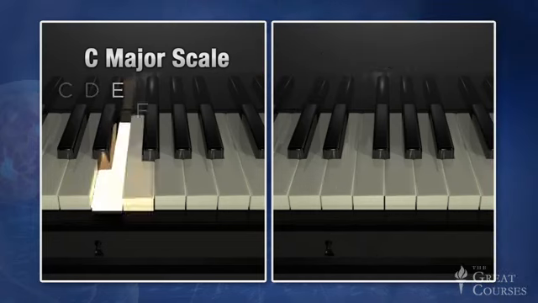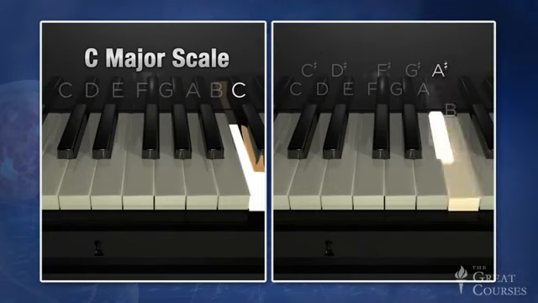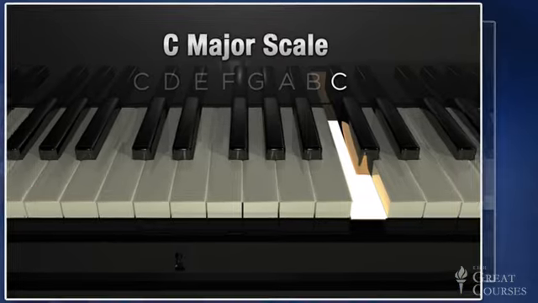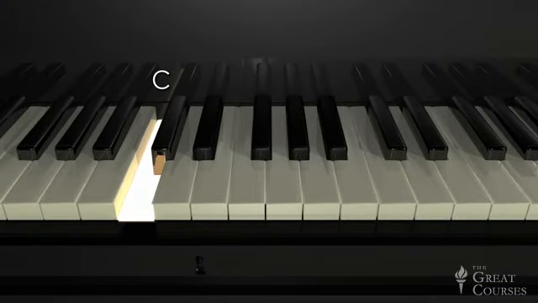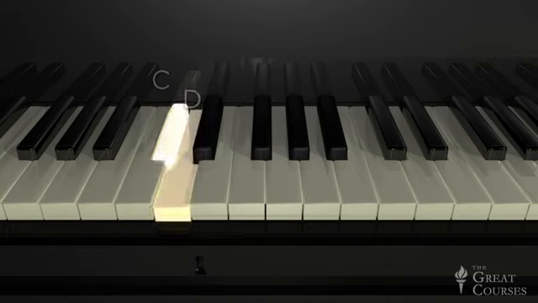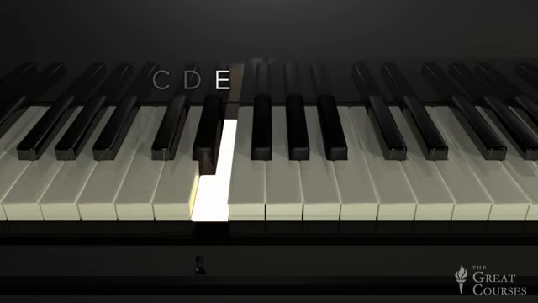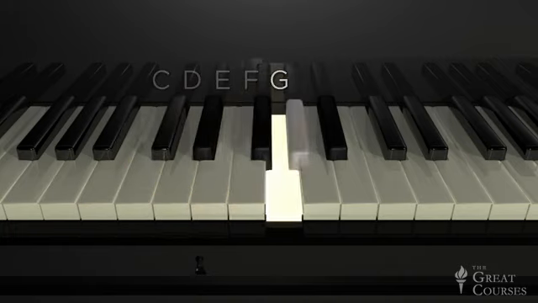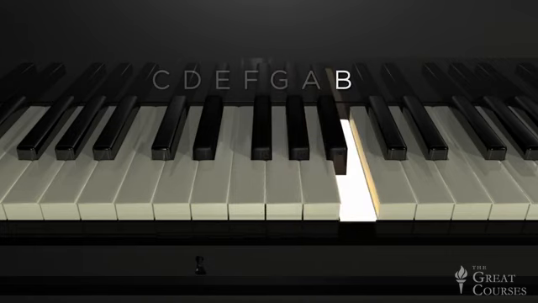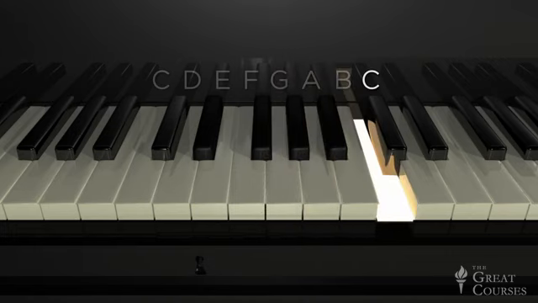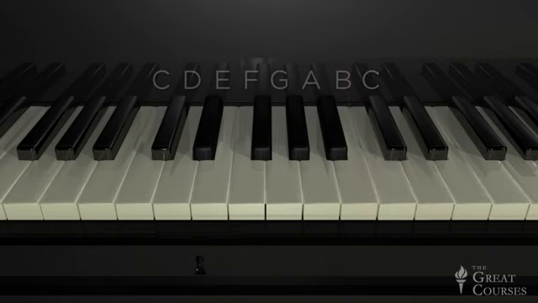If we compare the C major scale with the chromatic scale, we can see that the major scale is formed by taking the starting note C and then choosing notes according to a certain pattern of intervals. 2 semitones up to D, 2 more to E, 1 more to F, 2 more to G, 2 more to A, 2 more to B, and then 1 more to get back to C. This pattern of intervals, 2, 2, 1, 2, 2, 2, 1, is what defines the major scale.